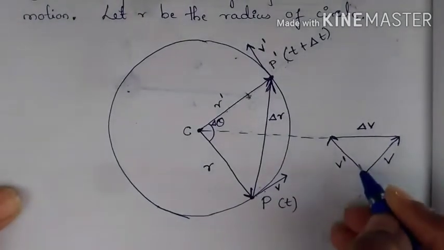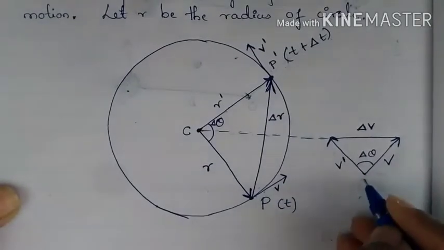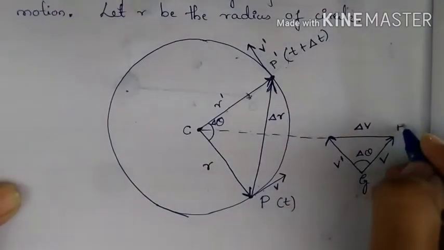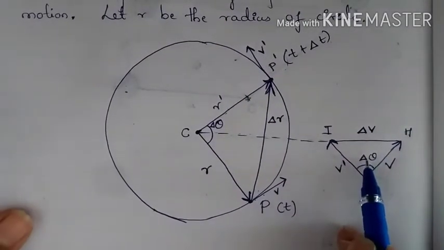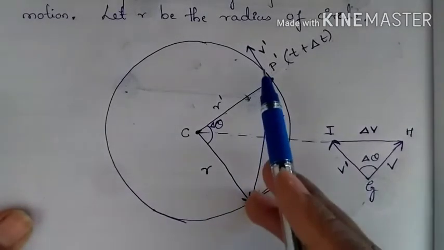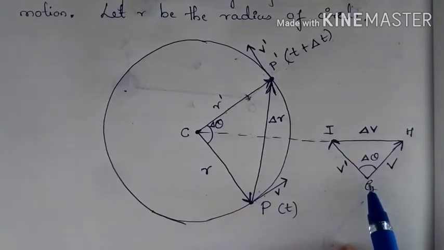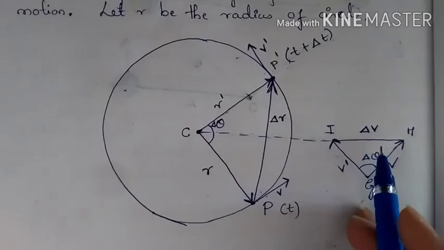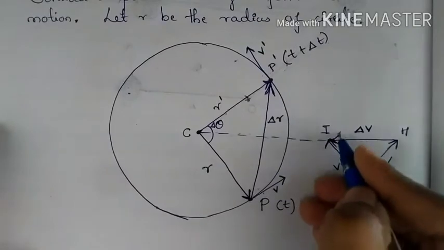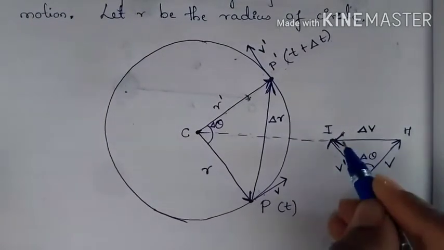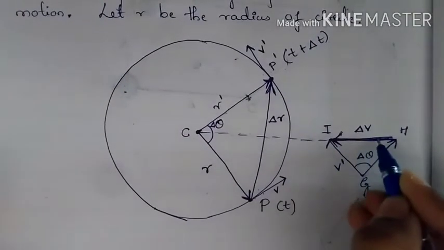We'll learn about this diagram again. This angle here will be theta. Let us name this triangle GHR. This triangle has been drawn from the two vectors V and V prime. V is here and V prime is here. To find delta V, we have drawn a vector from V to V prime. This is not just a line, this is a vector. Delta V is the vector from V to V prime.